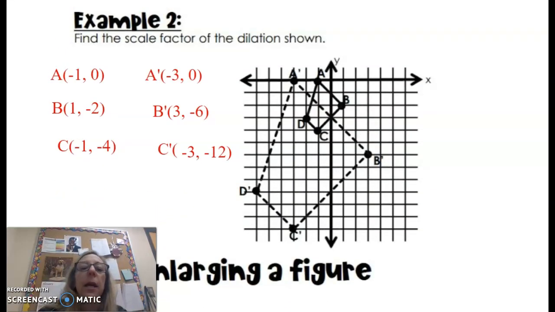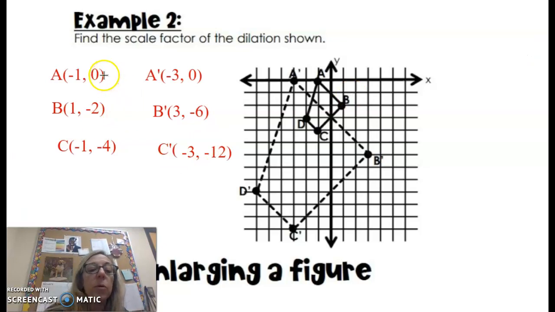Example 2, and I went ahead and wrote some of the coordinates already. A is located at -1, 0. A prime is located at -3, 0. B is located at 1, -2. B prime is located at 3, -6. C is located at 1, -4, and C prime is located at -3, -12. Now these two figures were given to us, and it says find the scale factor of the dilation shown.